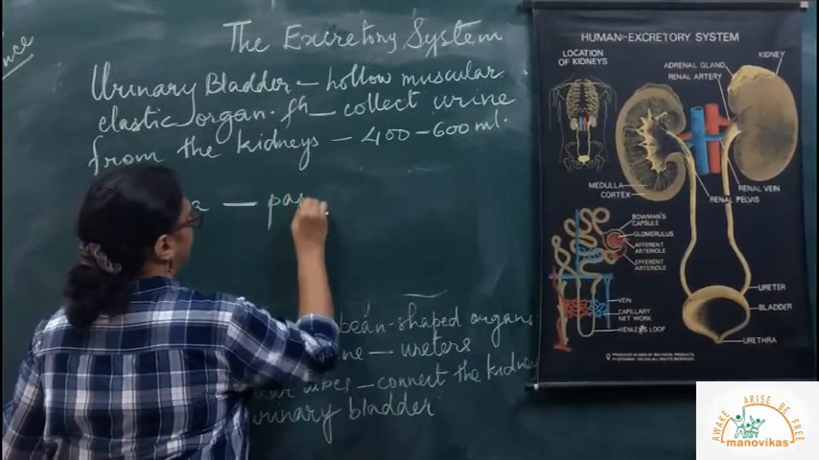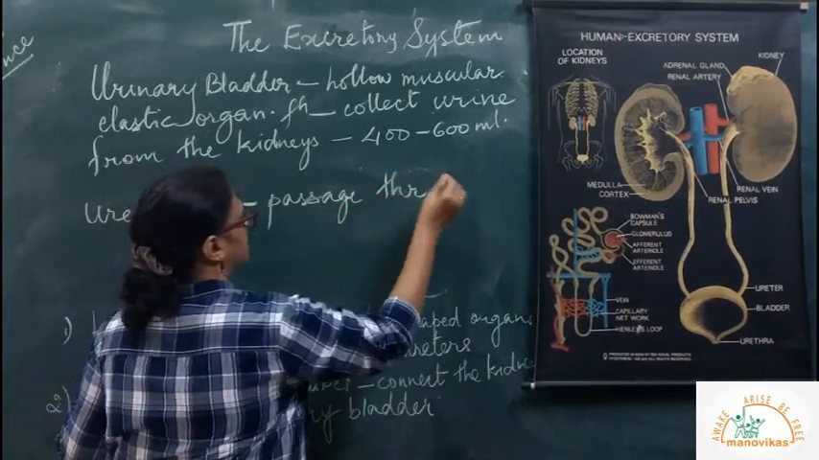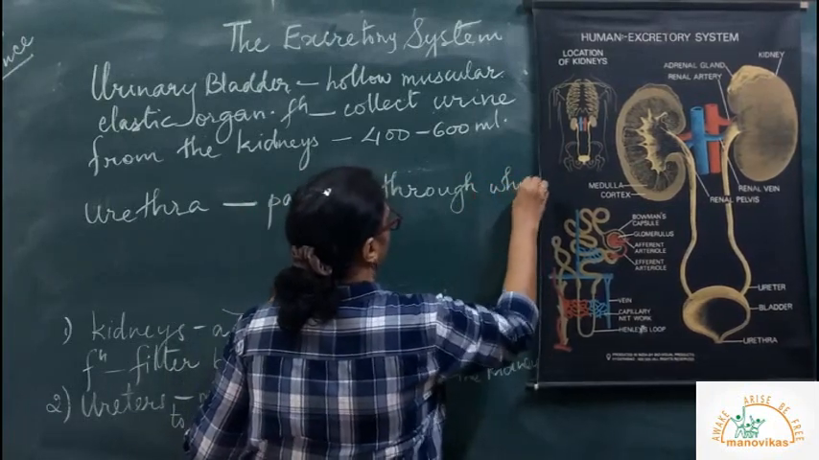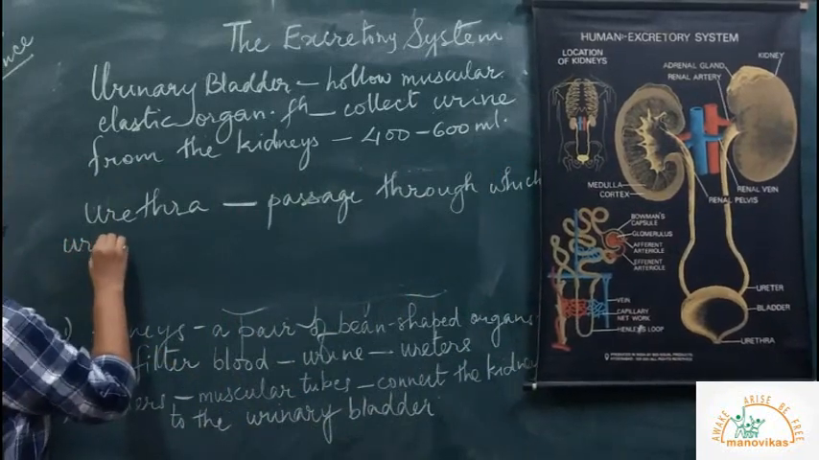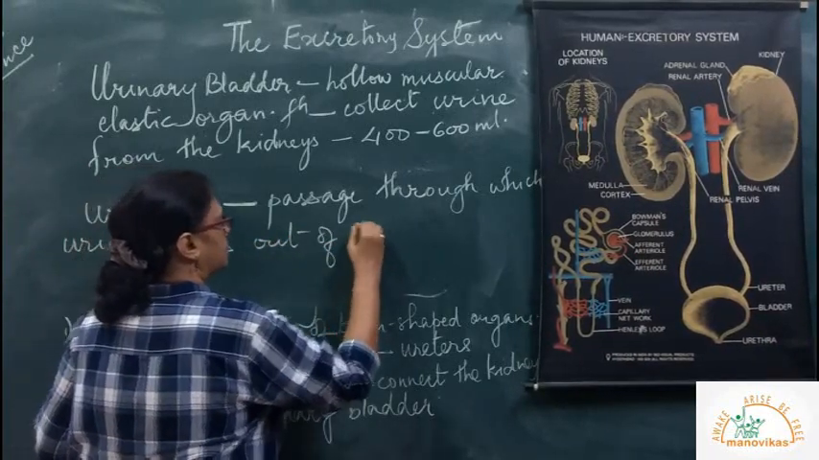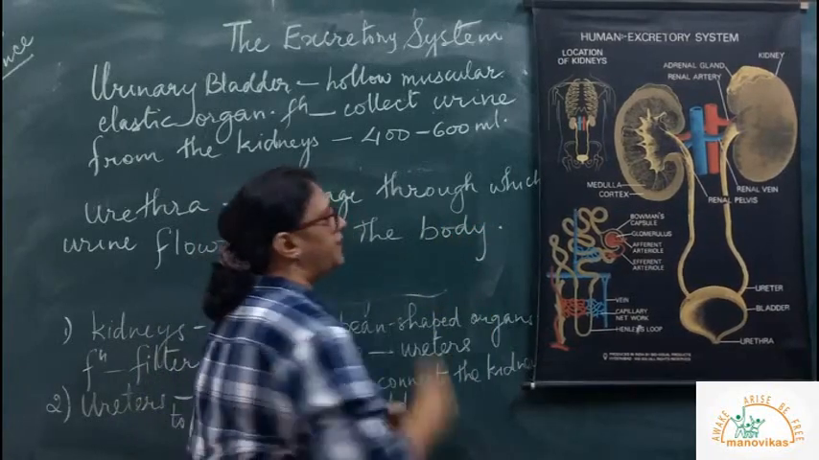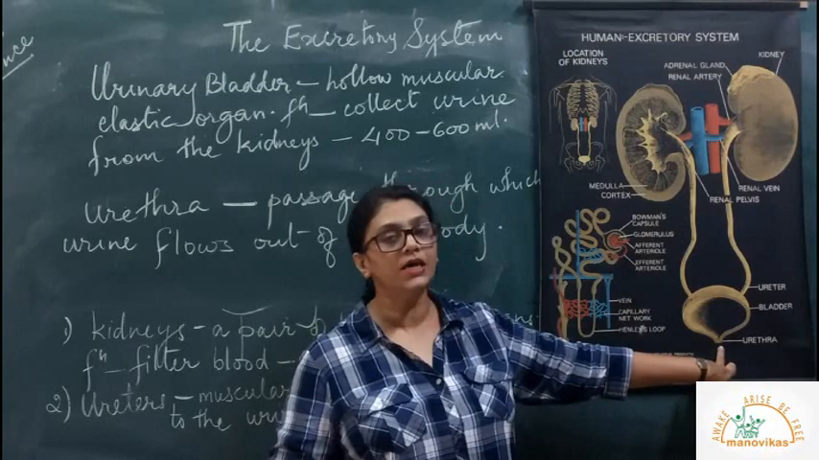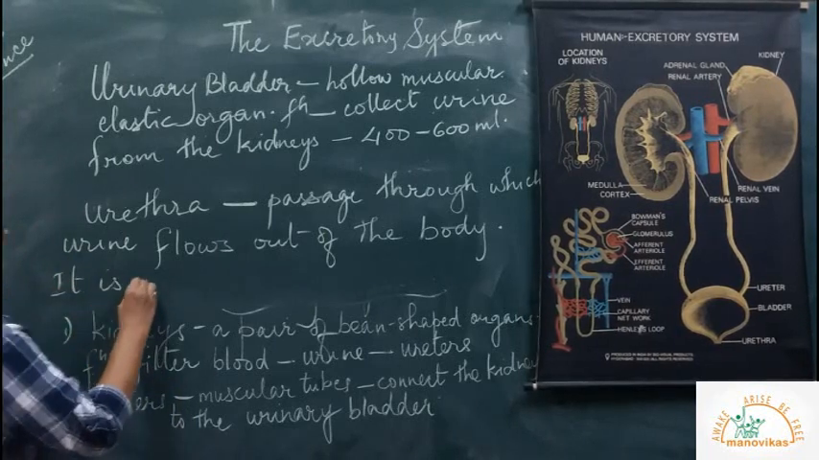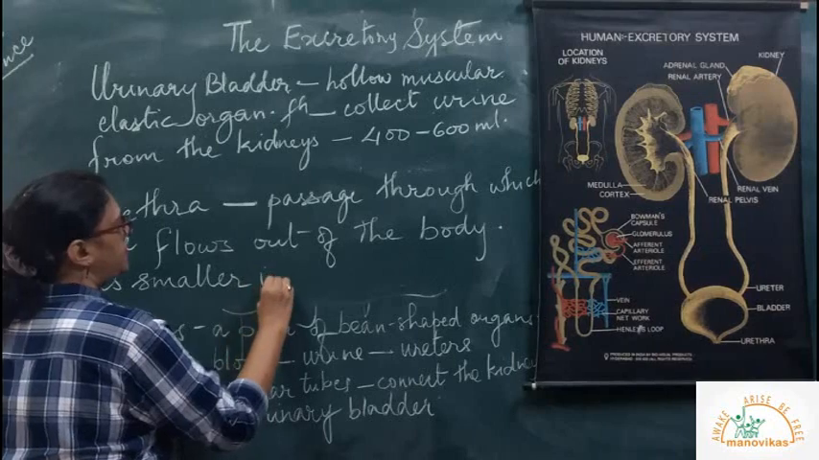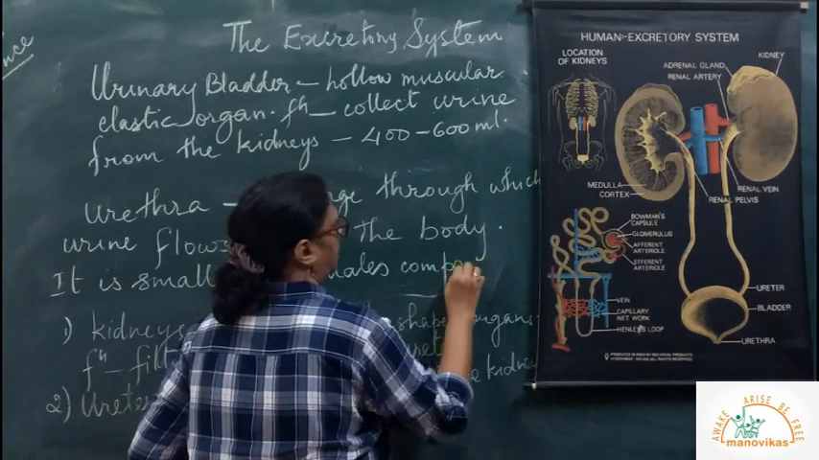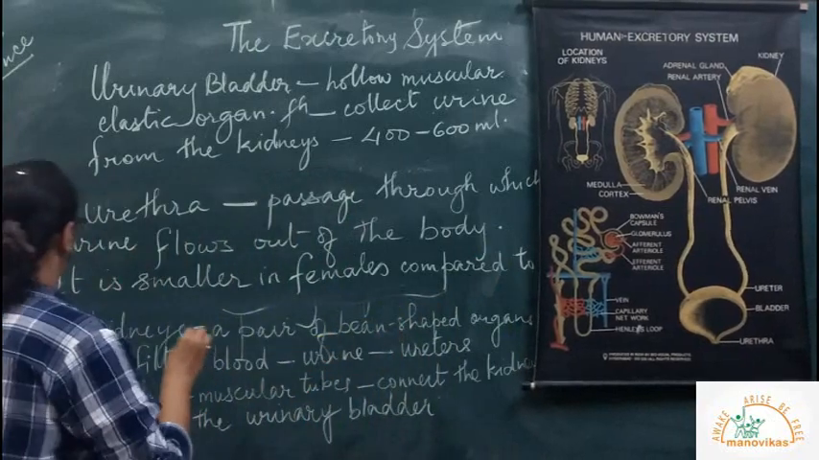It is a passage through which urine flows out of the body. Now, the urethra is smaller in females compared to males.